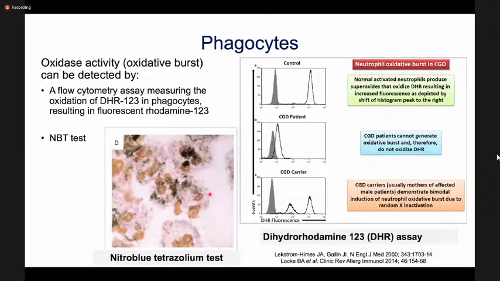The other older version of this test is called the nitroblue tetrazolium test, where the neutrophils are stimulated, for example, with a certain antigen like lipopolysaccharide in the presence of the nitroblue tetrazolium dye. It's a yellow dye. So when these cells now become activated, they release the reactive oxygen species. The dye changes color to blue. So that is what is detected under the microscope.